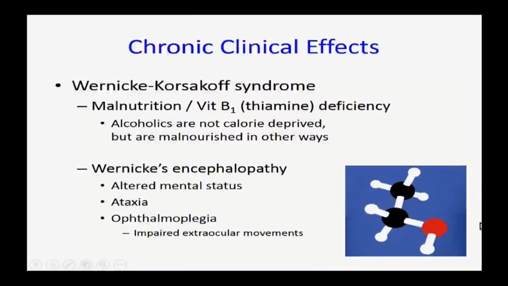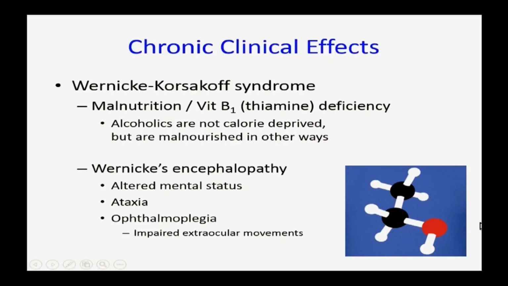Some other chronic clinical effects of ethanol exposure. Patients can develop Wernicke-Korsakoff syndrome. This is a kind of malnutrition related to vitamin B1 or thiamine deficiency. So as I mentioned before, the alcoholics can still generate plenty of ATP from the alcohol, but if all of their caloric intake is through alcohol, they're going to be malnourished in other ways.